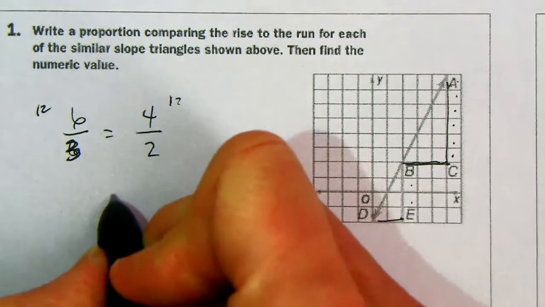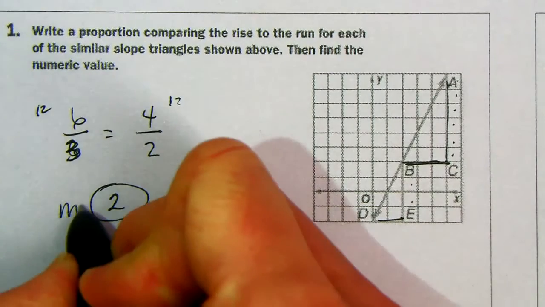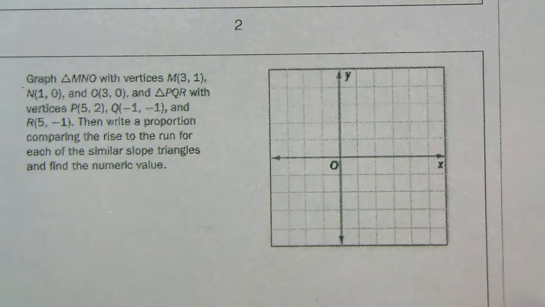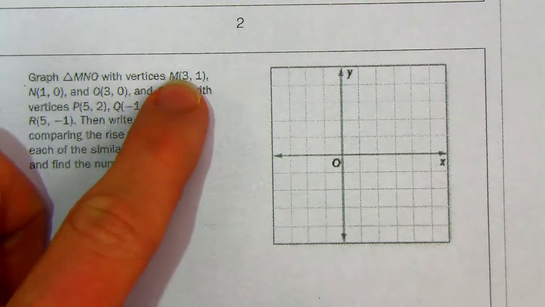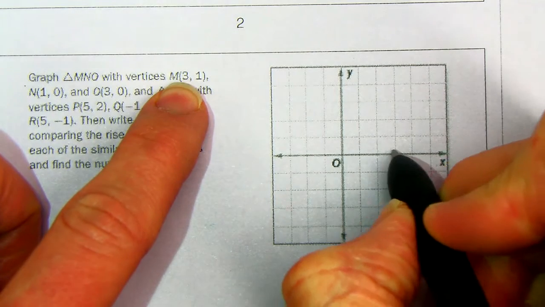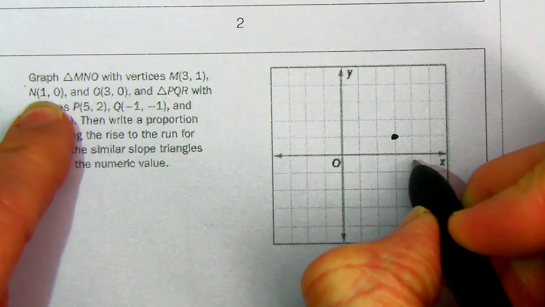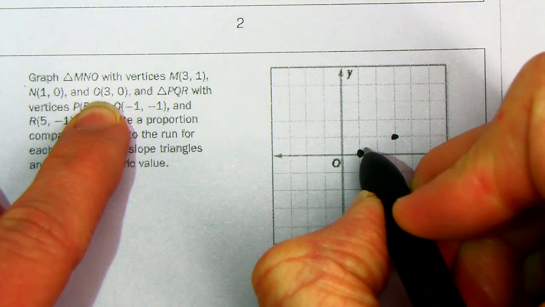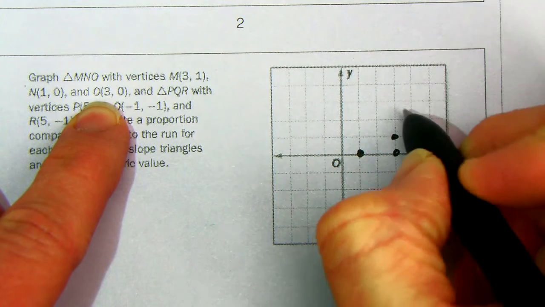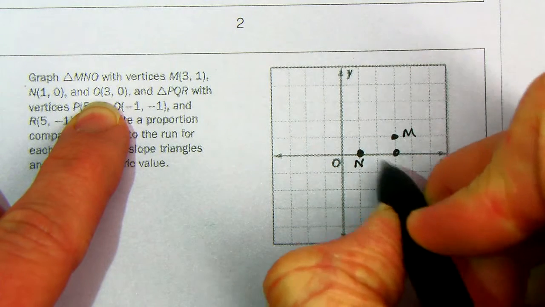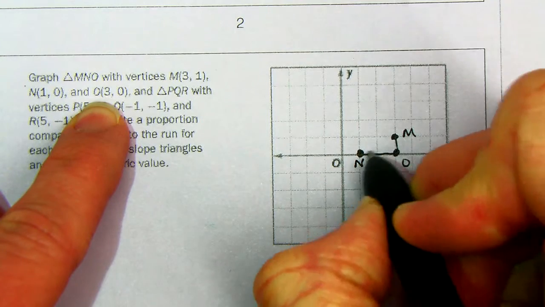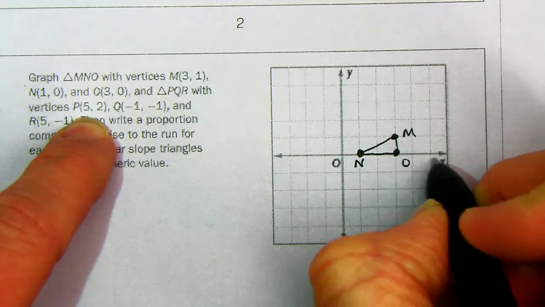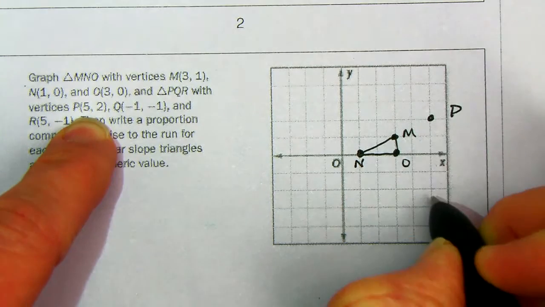Let's do another one. On this one, you have to graph it. So make sure when you graph it, you're being careful about your ordered pairs. So 3, 1, there's M. 1, 0, there's N. And 3, 0. So M, N, O. And then P, Q, R. P is 5, 2. Q is negative 1, negative 1. And R is 5, negative 1.